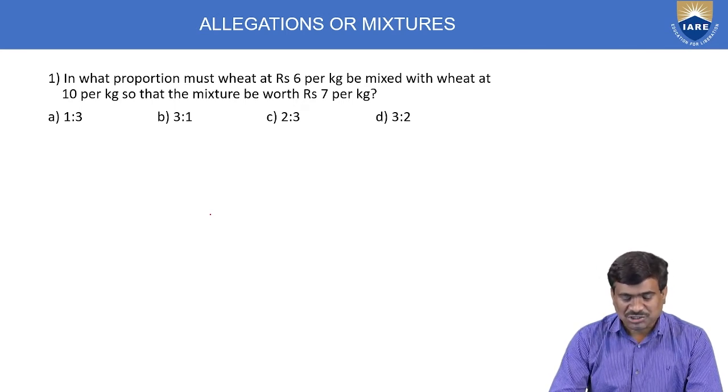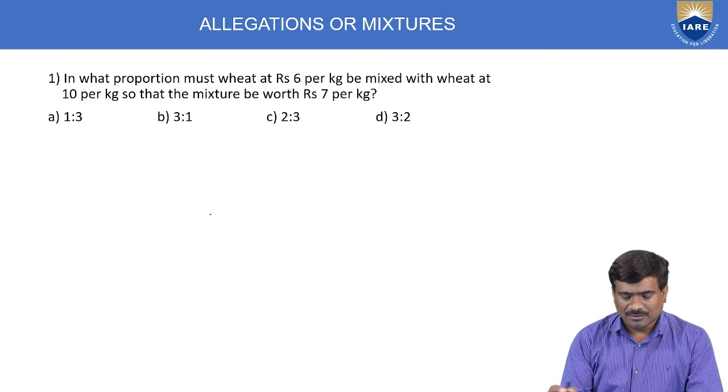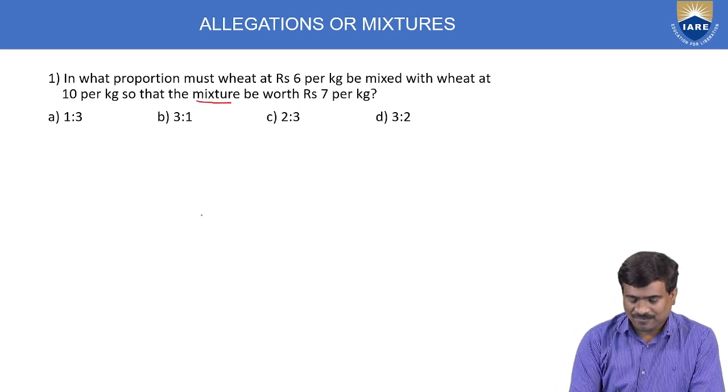In what proportion must wheat at rupees 6 per kg be mixed with wheat at 10 per kg so that the mixture is worth rupees 7 per kg? A 1:3, B 3:1, C 2:3, D 3:2. Method: mixture means apply the allegation principle.